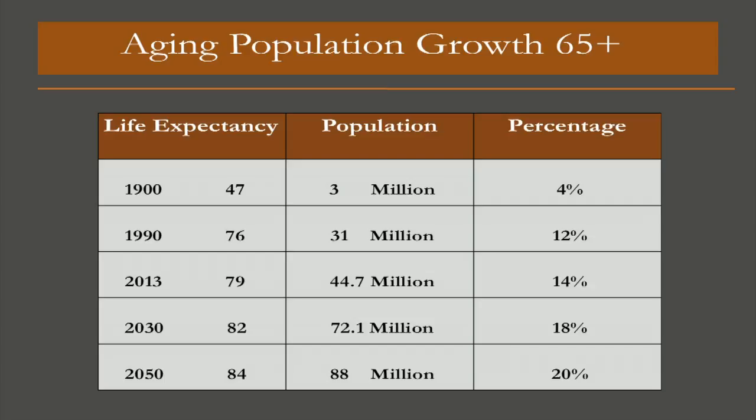Looking at the growth of the population of elderly from 1900, when the life expectancy was 47, to 2050, which will rise to 84 years of age, the population naturally went from 3 million to a projected number of 88 million, and the percentage of 4% will rise to 20%. That is a huge increase since 1900.